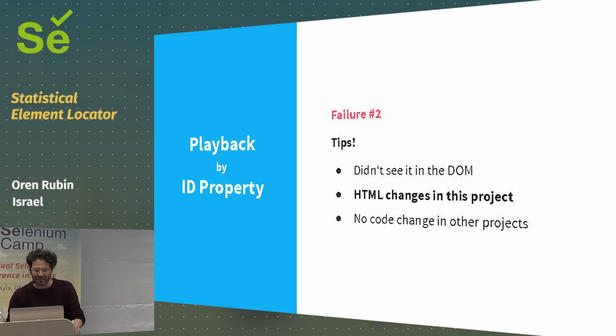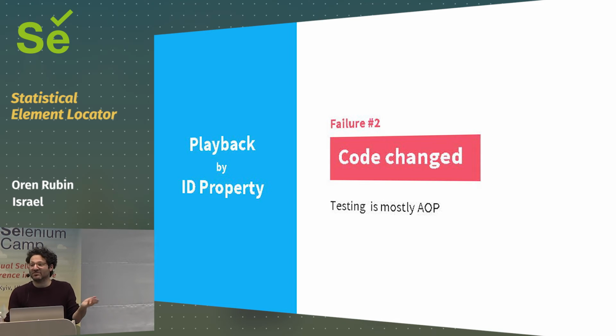So this time, we did it in a different project. You're using an ID and you ran it again, and you know that the HTML changed. Someone said I changed the HTML and now it's not working. What can be the error here? Well, the code changed. He changed the ID from A to B. Why? I don't know why, but it changed.